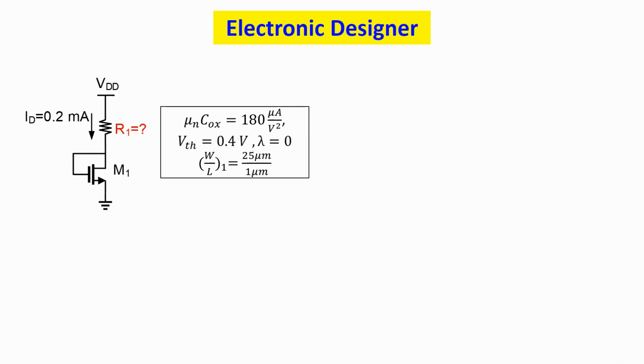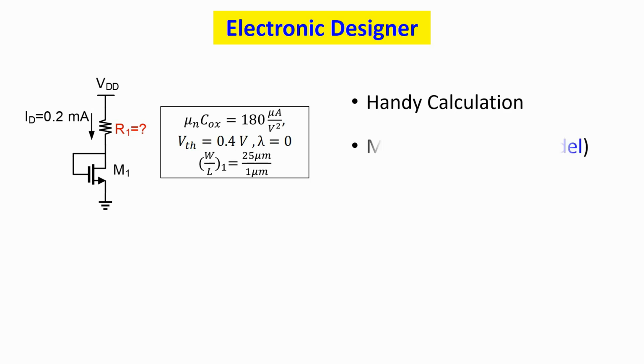This is Ehsan, and in today's video we're going to talk about this circuit. We're going to design R1 in this circuit in order to have a current of 0.2 milliamp with these assumptions. In this particular video, first I try to use handy calculation in order to get the value for R1.